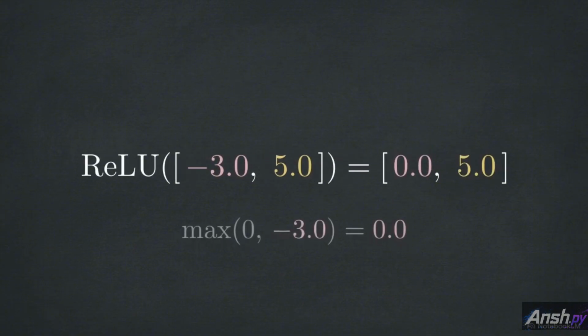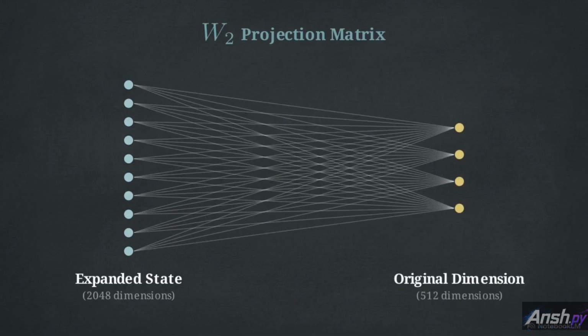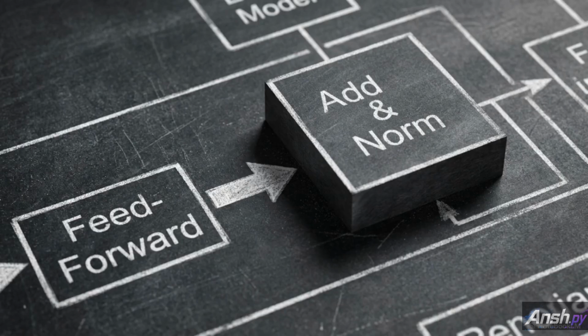The ReLU function simply replaces any negative number with a 0 before a second weight matrix projects the data back down to its original dimension. Applying this nonlinear mathematical filter isolates the most important features in the data. After that, it passes through one final round of residual connections and layer normalization.